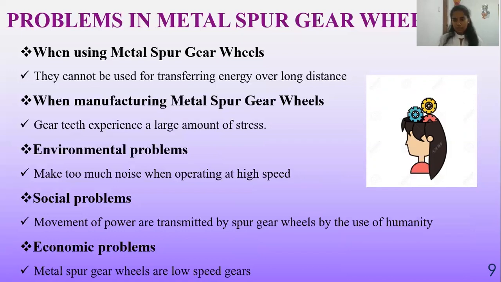Nowadays, lots of economic problems have occurred due to the metals for GRV. They are low speed GRVs. They cannot transfer power between unparallel axes, and also they are not as resilient for transferring energy over a long distance.